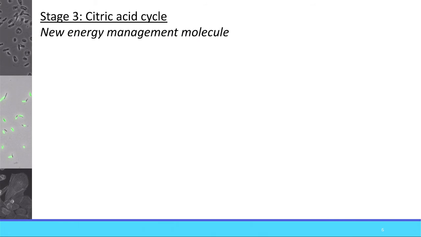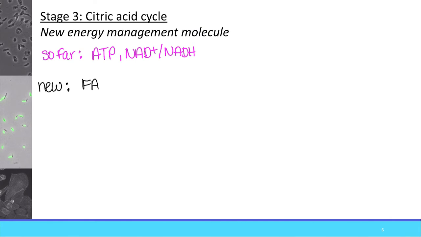Okay, so now that we've covered, and hopefully I have convinced you that this cycle is in fact really important, we're going to talk about a new energy management molecule. So far, the energy management molecules that we have been talking about are ATP and NAD+/NADH. So those are ones that we are familiar with. Well, it turns out that in the citric acid cycle, we actually have a new energy management molecule, and that is FAD/FADH2. And this FAD stands for flavin adenine dinucleotide.